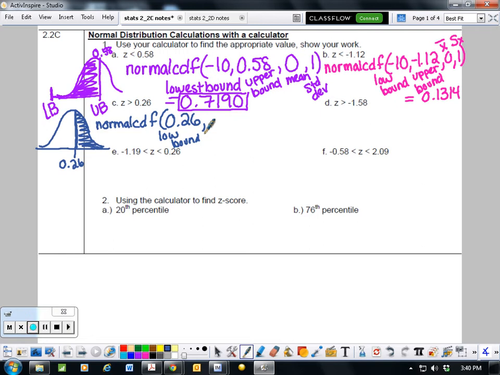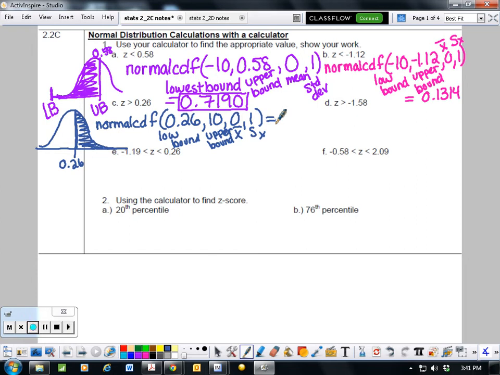So when I'm doing lower bound, I put 0.26. And then my upper bound is going to be something really high. I could go as high as 4 because when we look at that curve, we go out about 4 standard deviations. You could use 4, but I choose something higher, 10, because I'm too lazy to write 100. And then we put in our mean and standard deviation. So mean, standard deviation, and upper bound. And then we're going to figure out our value.